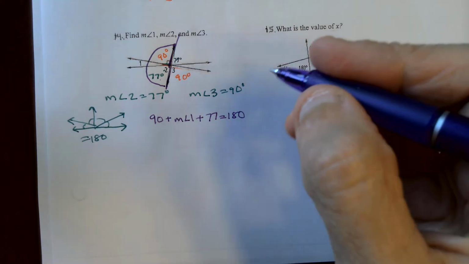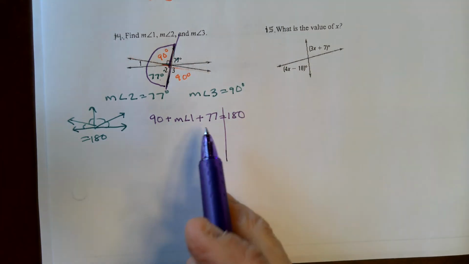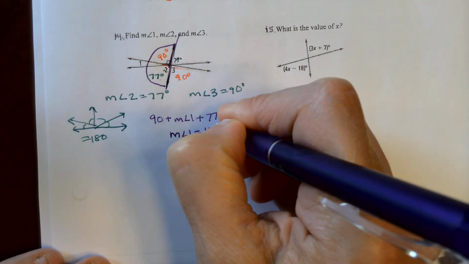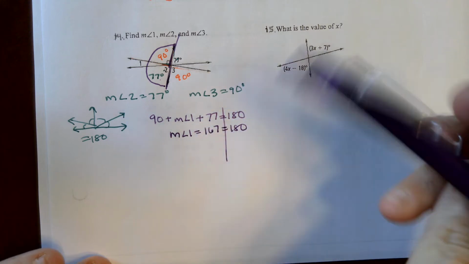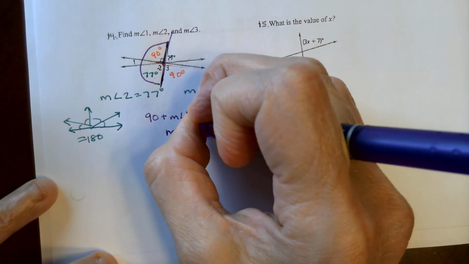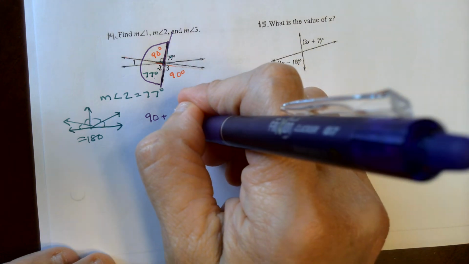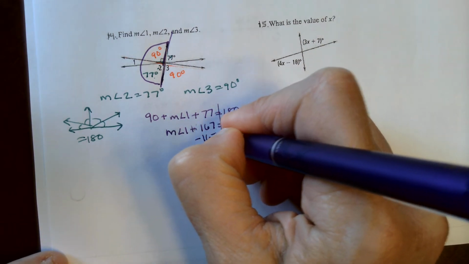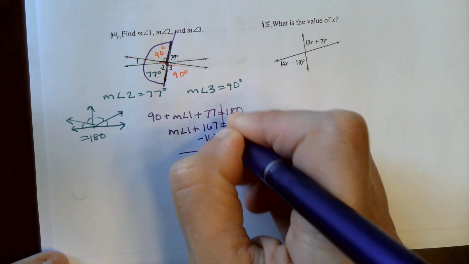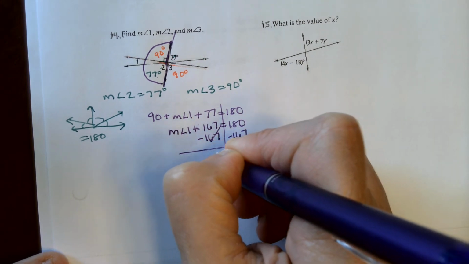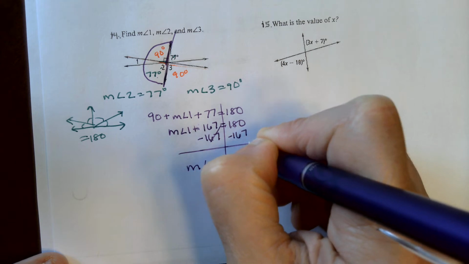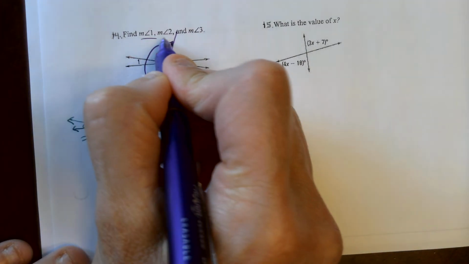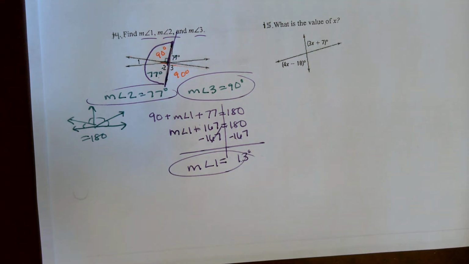So now I just have to solve. 90 plus 77 is 167. That's why I put an equal there. And then we're going to subtract the 167 from both sides. And we're left with 13 degrees. So there are my 3 answers. And make sure you answer all of them when they ask you.